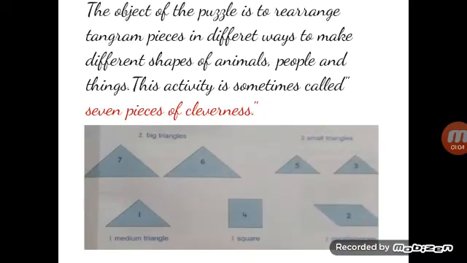Now see, the object of the puzzle is to rearrange Tangram pieces in different ways to make different shapes of animals, people and things. This activity is sometimes called 7 pieces of cleverness. What do you understand by this? The object of the puzzle, it is just like a puzzle, is to rearrange Tangram pieces. The 7 pieces I have shown you are the different 7 pieces.